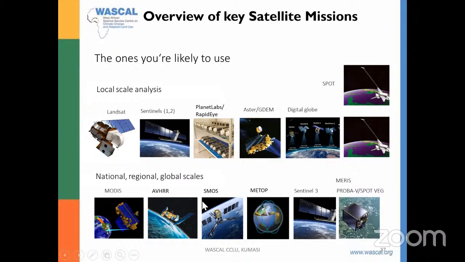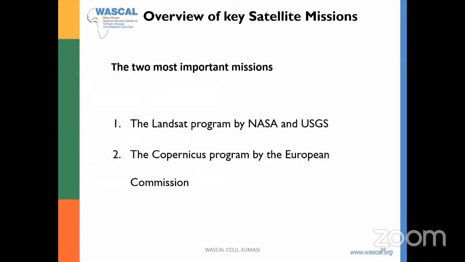We also have the MODIS, the very high resolution. We have the SMOS, which is mostly used for soil moisture analysis. We have the METOP, which is also used for meteorological data sensing, and also Sentinel-3. So we have some which are passive and some which are active sensors, which provide us with imaging of the earth and the ocean. Some are able to give us sea surface topography and all that. They are very helpful for sensing images for our analysis.